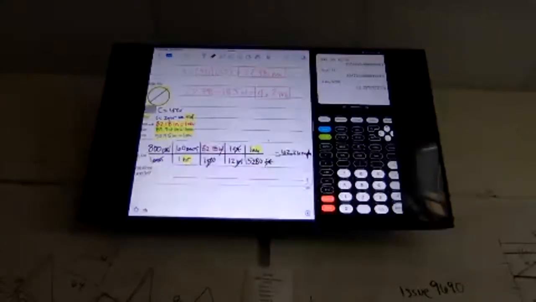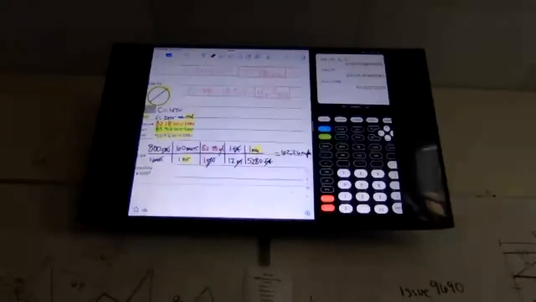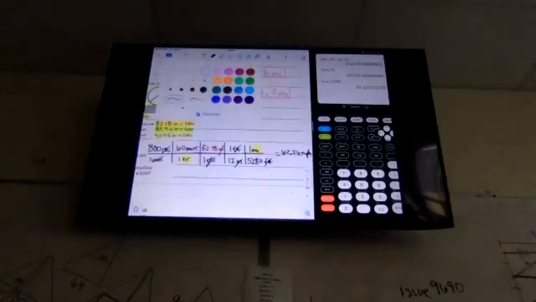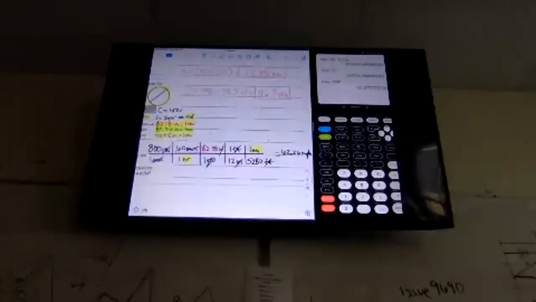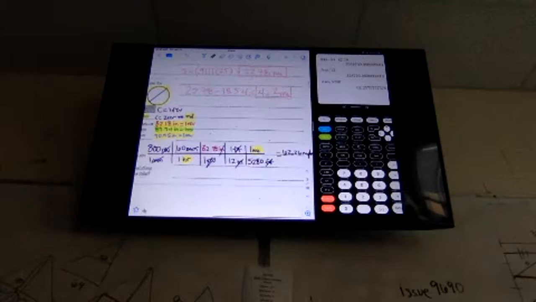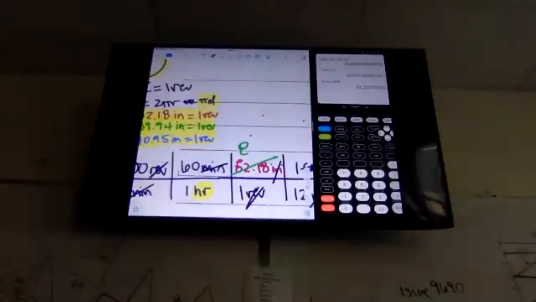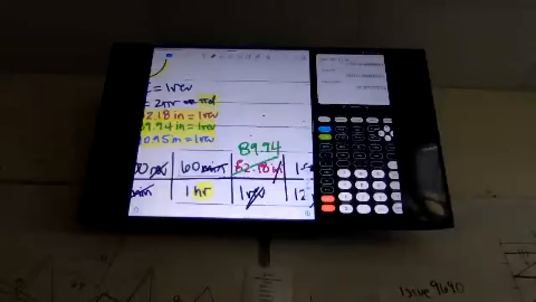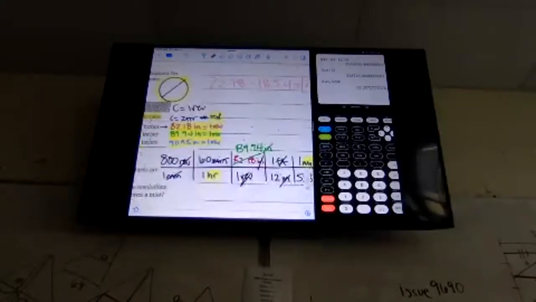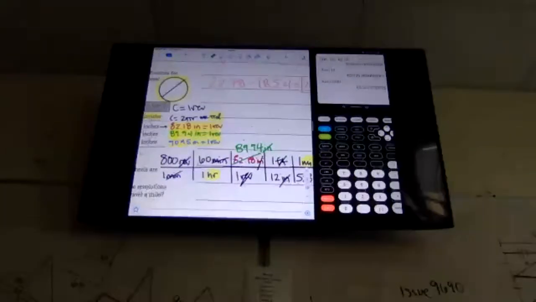The only thing that I'm going to change is I'm going to take out my first revs, inches per revs. I'm trying to change my color so it looks good. I want to get rid of that 82.18. And I'm going to put in 89.94. Everything else stays the same. We're just going to see what our answer is here. And then once you're done with that, we'll plug in 90.95 and see what our answer is too.